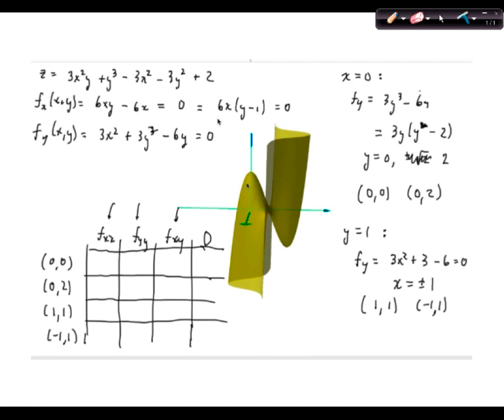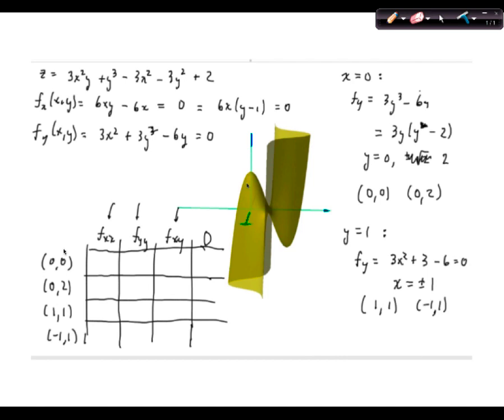So we started with fx, and I said, what could make fx 0? Well, there's only two possibilities, x equals 0 or y equals 1. When x equals 0, we put x equals 0 in here and figure out what y's we need to make this one 0, and that was 0 or 2. And to get fx to be 0, the other way was y equals 1. So I put y equals 1 into this, and I figured out what x's I need to make it 0, and that was plus or minus 1. So that gave me these 4 critical points.